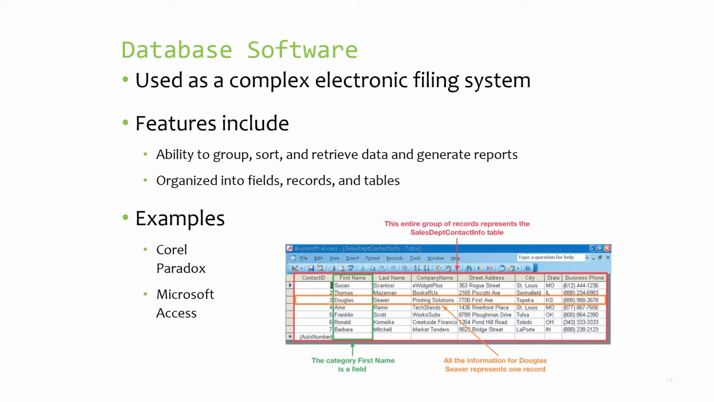A field is a data category such as first name. A record is a collection of related fields. A table groups related records together. Examples of database software include Corel Paradox and Microsoft Access.